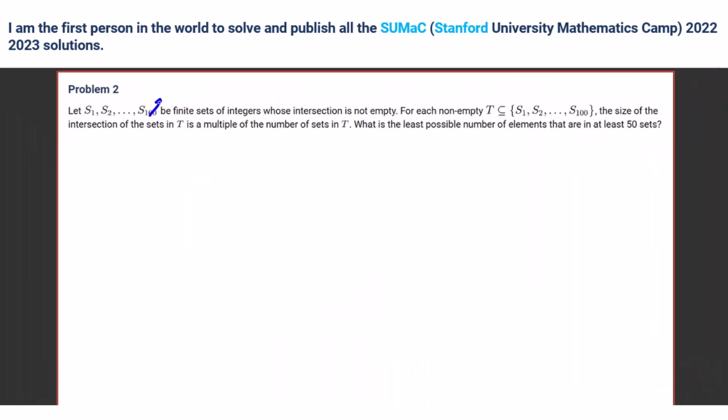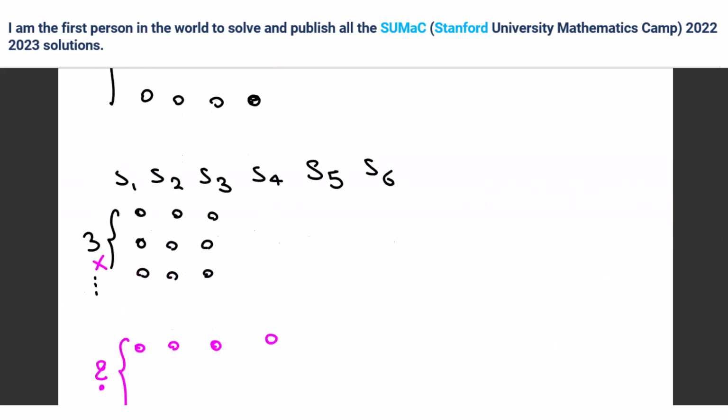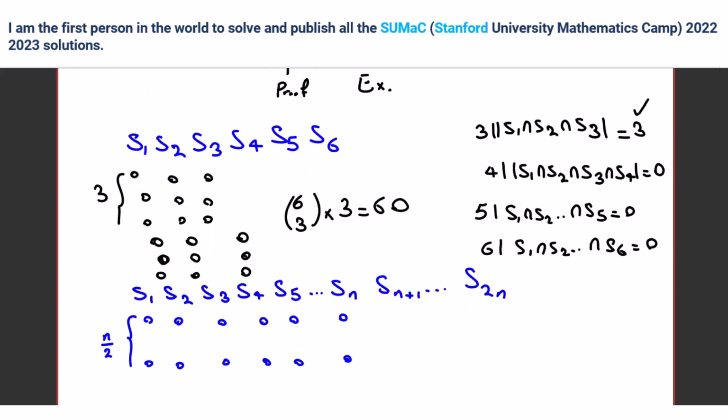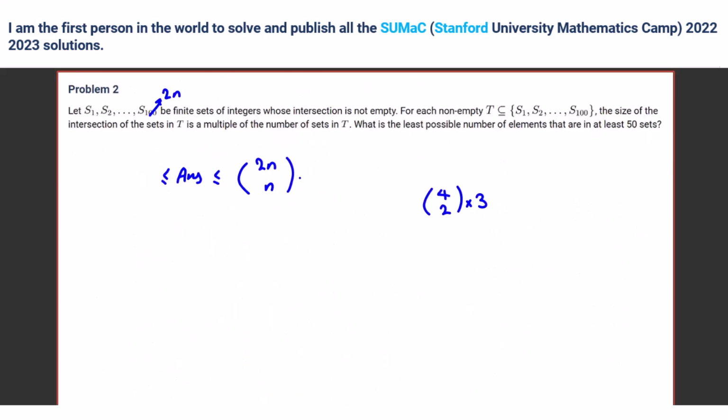Let's, for example, instead of 100, consider 2n, and then the answer we want to prove is at least 2n. So for 4, what was the answer equal to? We said 4 choose 2 times 3. For 6, it was 6 choose 3 times 3, times n. 4 choose 2 times 2 is 12. So in general, 2n choose n times n.